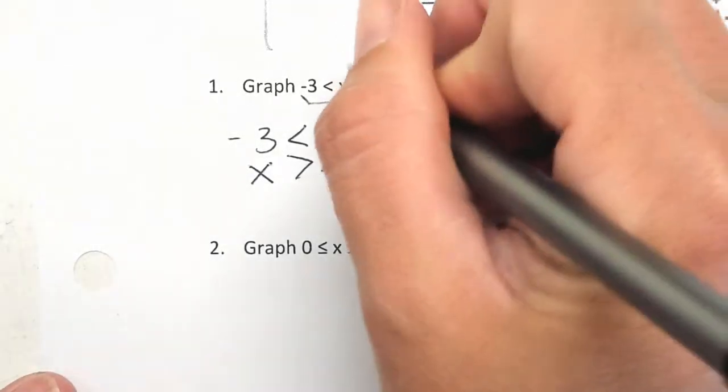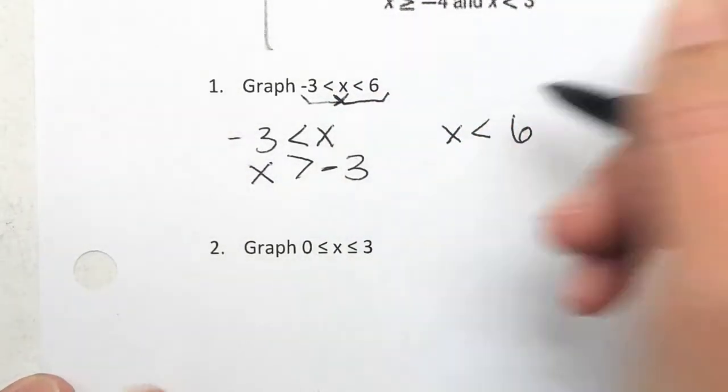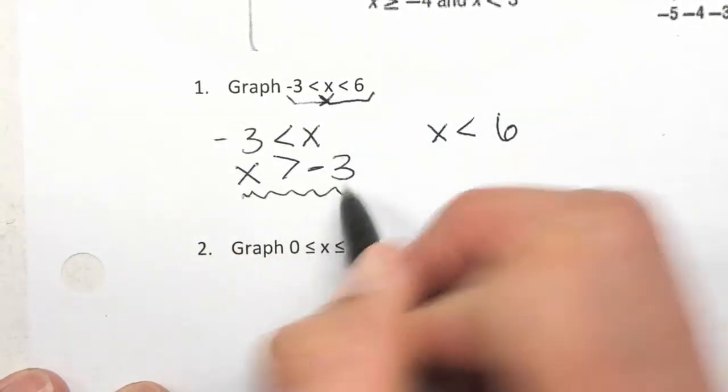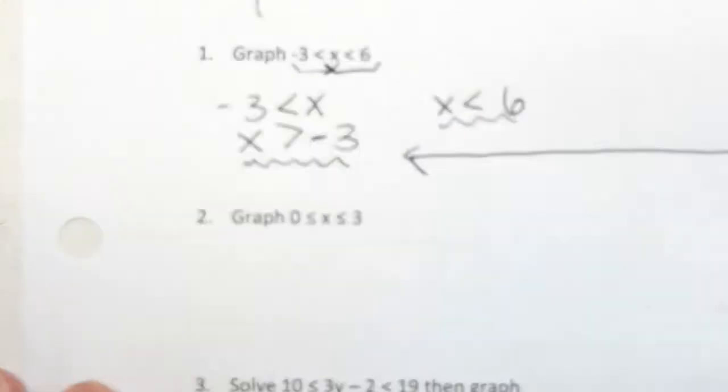The second one's going to be x is less than 6. And is our variable on the left side? Yes, so we don't have to worry about changing it. So here's the two inequalities we're going to graph. So go ahead and graph your number line, or draw your number line.